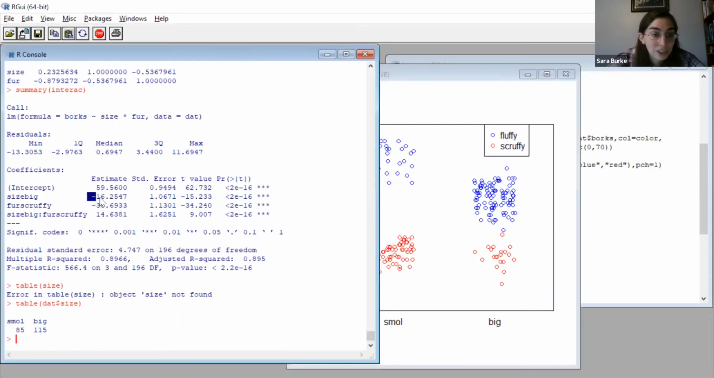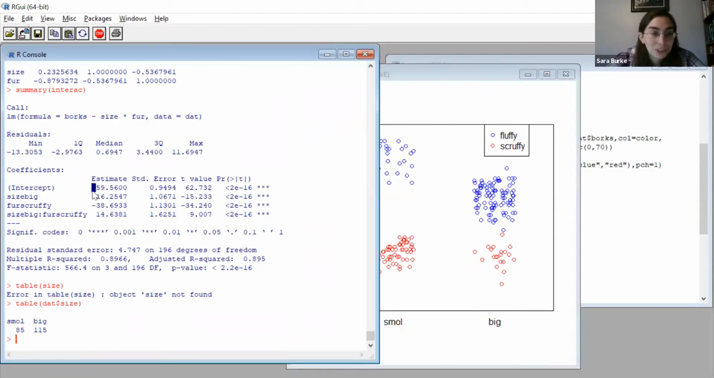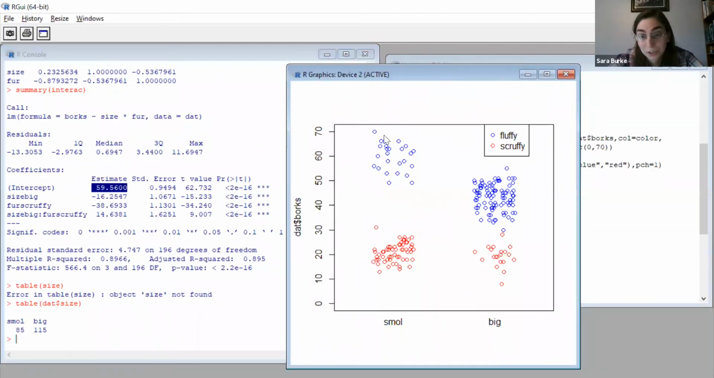And this negative 16 is like if we were in the middle of this blue cluster here, and we want to ask how far down do we have to go to get to the middle of this blue cluster here. Okay, that makes a lot of sense. How about the intercept? Well, we already talked about that, right? That's the average barks from small fluffy dogs in this data set. So that's this blue cluster here, the average of this one, which makes sense, right? 59.6, that sounds about right for what this cluster's position appears to be visually.